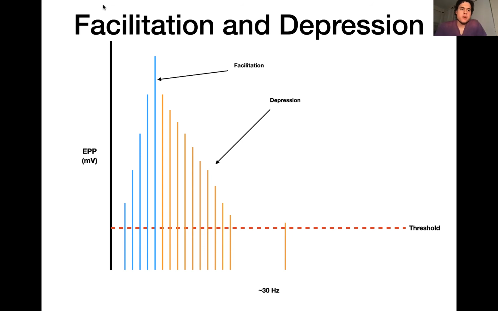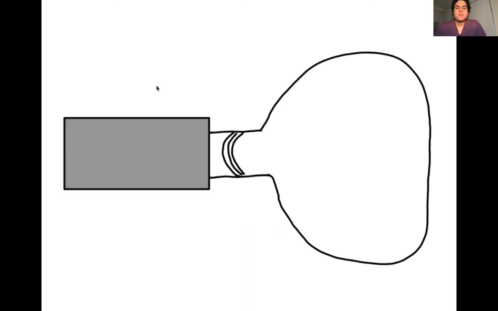In today's video, I'm going to try to explain to you what facilitation and depression are in synaptic transmission. So let's give it a go. So here we have the synaptic terminal, and what I want to do is first remind you how neurotransmitters are released in the first place.